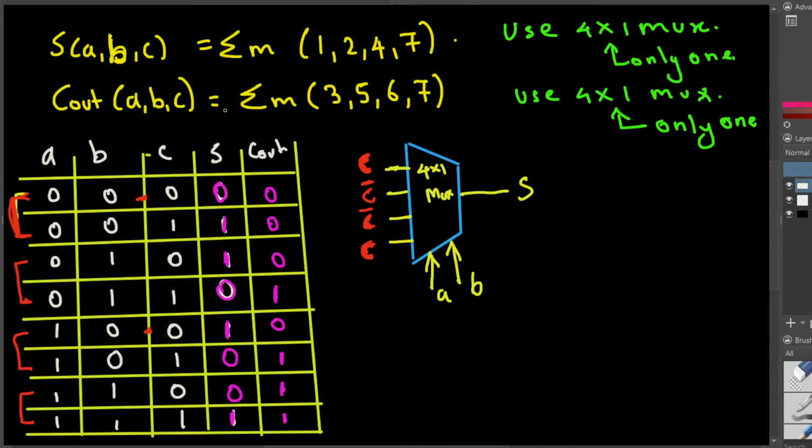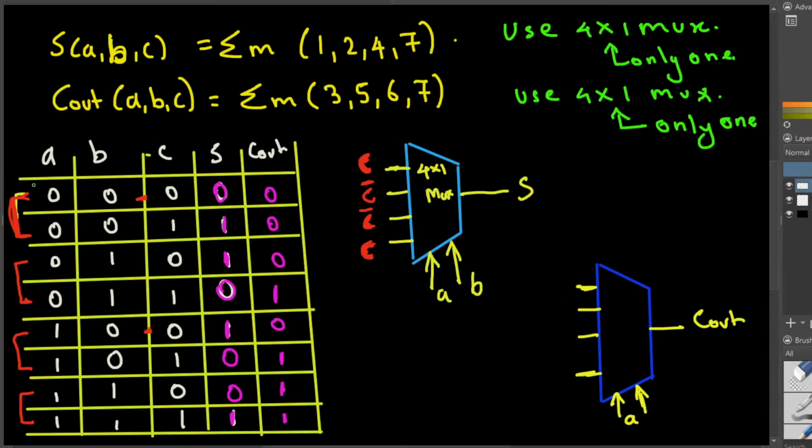Let's look at the other one. We have the carry out as well. Let's design that one. For that one also, the question is asking us to use only 4 by 1 muxes. So we are using the 4 by 1 mux, and we have 4 inputs like this, and we have 2 control signals. One is A and the other one is B, and the output is going to be C out.